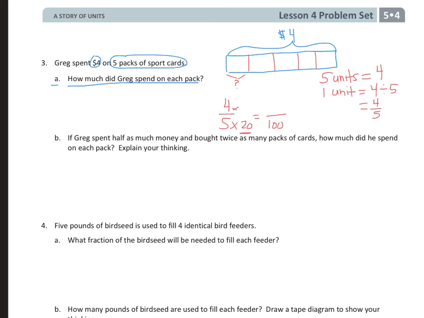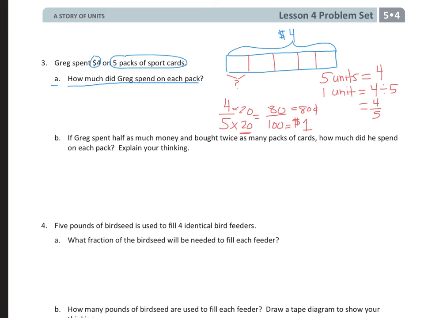So if we're doing 5 times 20, then what's 4 times 20? Well, let's think easy. 4 times 2 is 8. So 4 times 20 would be 80. This is going to give you a clue. If 100 is technically $1, 80 is not going to be $80 and it's not going to be $8. It's going to be smaller than a dollar. So 80 is going to be 80 cents.